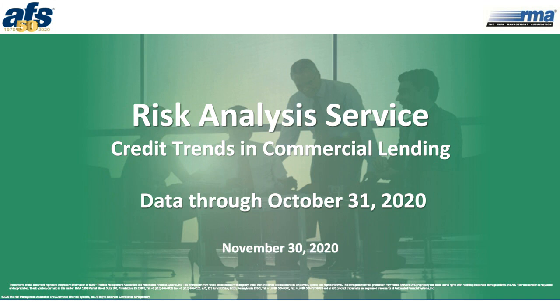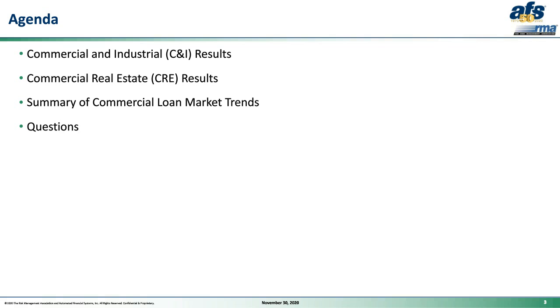Thanks, Stephen, and welcome to everyone on our last RAS webcast for 2020. What a year this has been, and I think we're going out with some interesting results, especially when we examine delinquencies and non-accruals for both C&I and CRE. So we're going to spend a few more minutes on performance for October 2020 than we usually do. So let's get started. We're going to review the October 2020 data results, first for C&I and then for CRE, and we'll conclude with a quick summary and entertain questions after that.